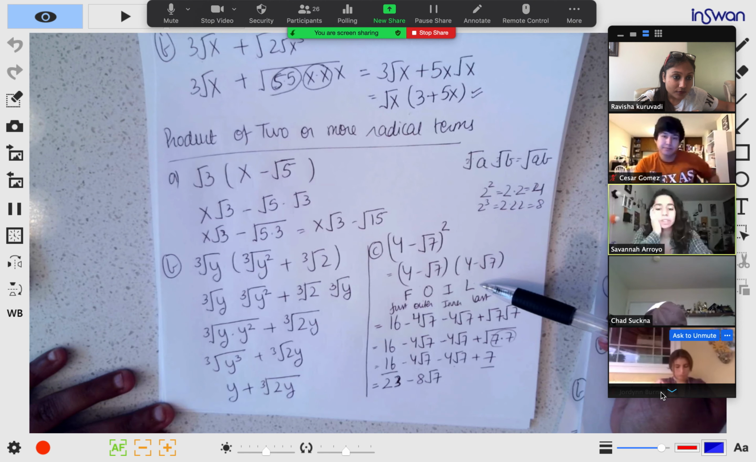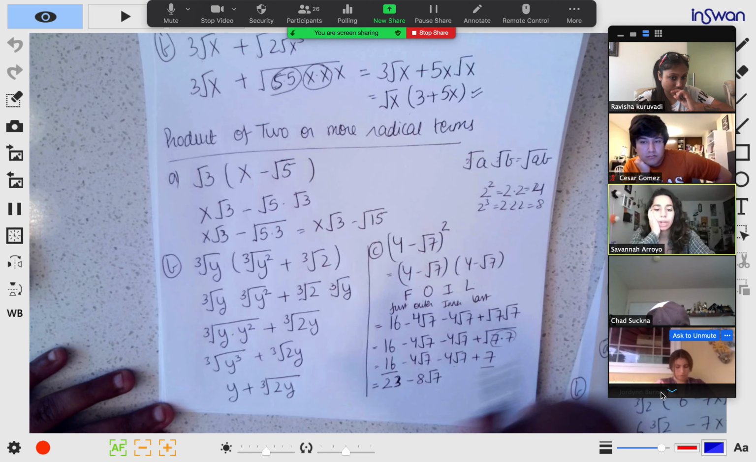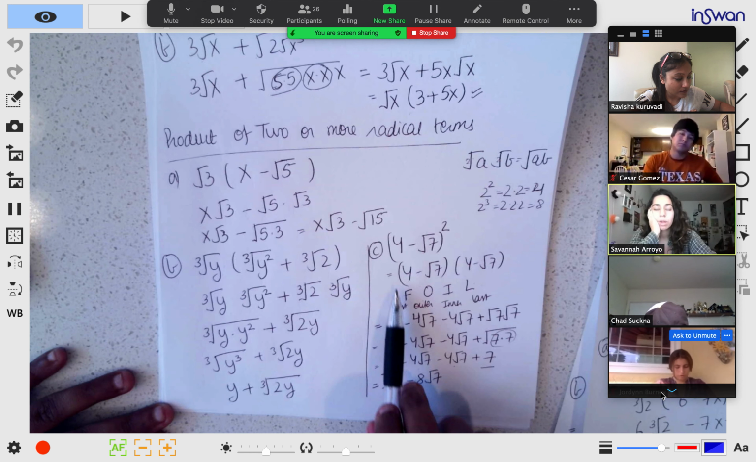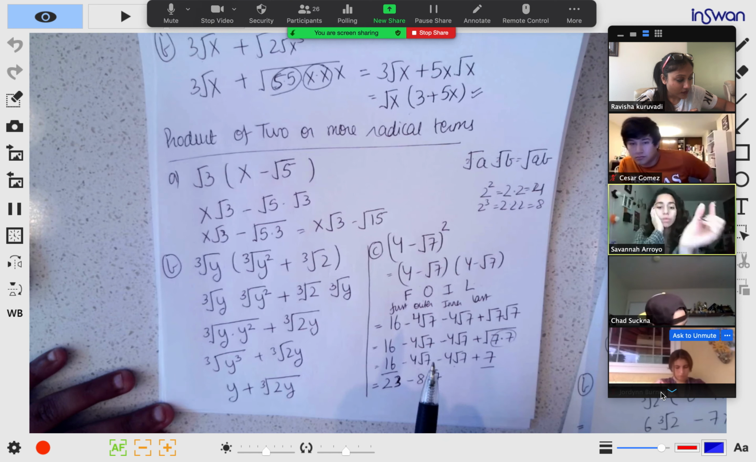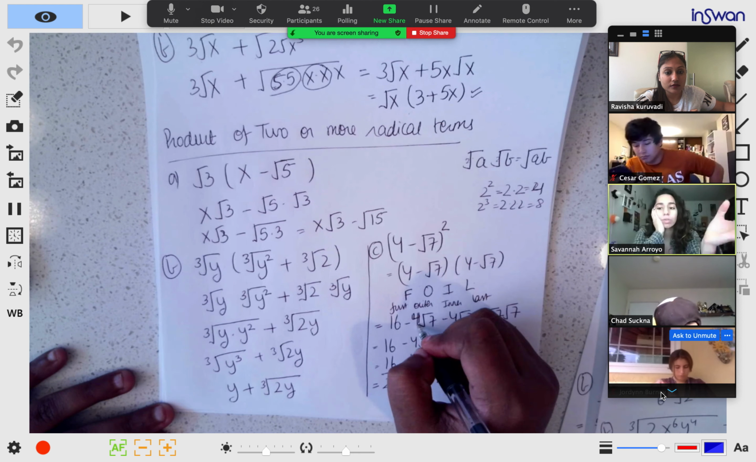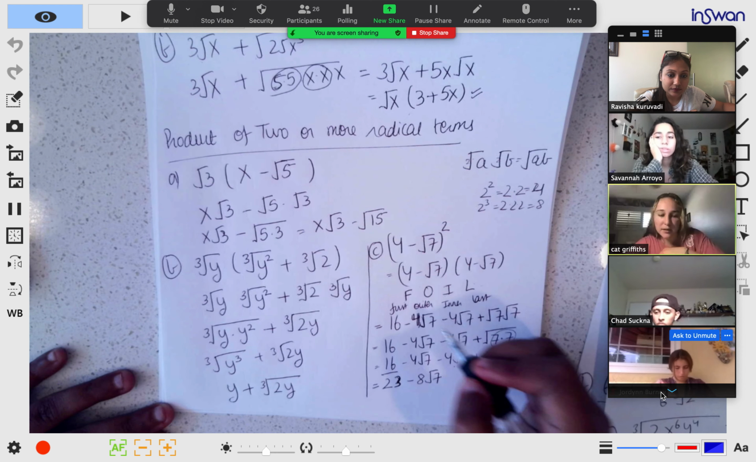Professor, I have a quick question. When you're using FOIL and you're multiplying 4 by the radical 7, does that become the root of 4 and then 7, or is it just a coefficient? It's a coefficient. It's 4 times the radical. The radical still remains the same. Okay, thank you.